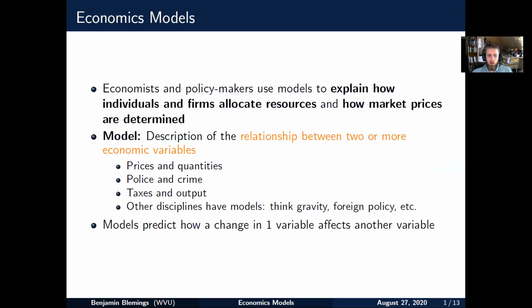Models are used to understand the relationship between two economic variables. More specifically, they need to predict how a change in one variable affects another variable. So it's the cause and effect notion that we were getting at with some of the last economic data slides.